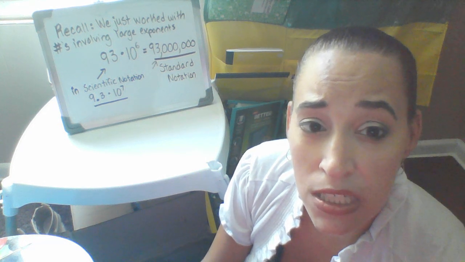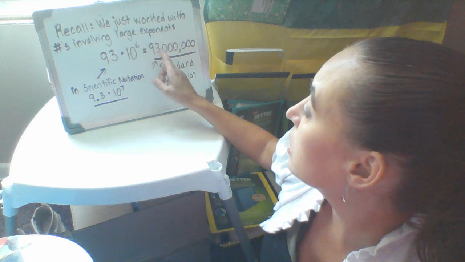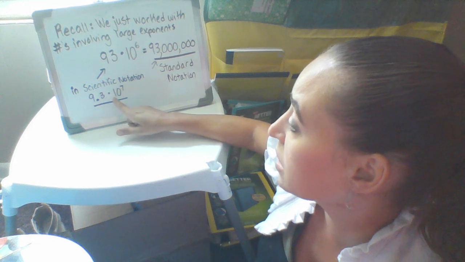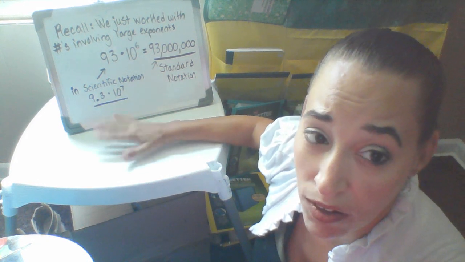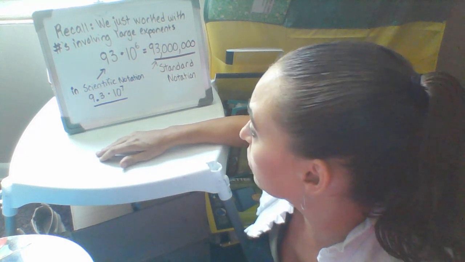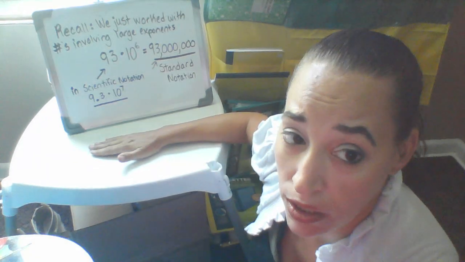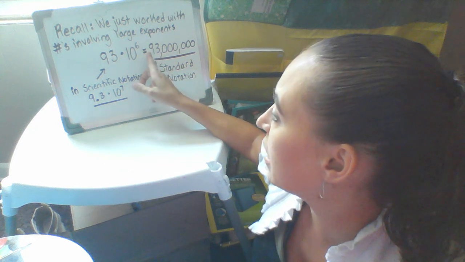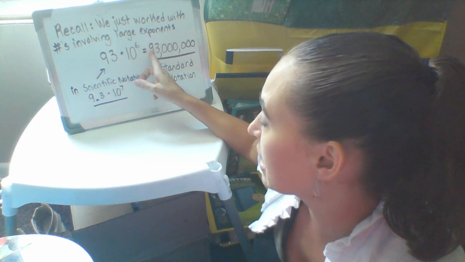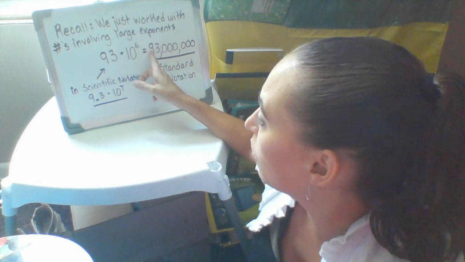So as you can see, I wrote 93 million down here as 9.3 times 10 to the seventh power. How did I figure that out? When you write scientific notation, the first rule is you have to have a number that's greater than 1 but less than 10. So when I'm looking at this, I have to pull the number that's greater than 1 but less than 10. That's why I put the decimal point between 9.3.